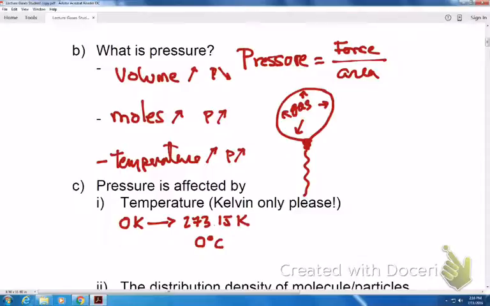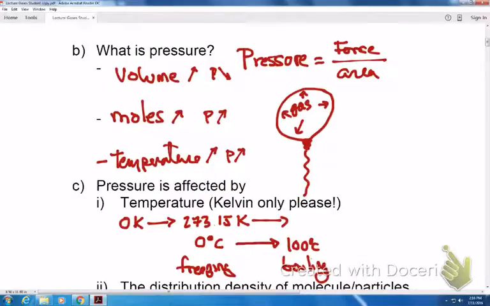Even though it sounds like a big number, that's what we think of as the freezing point of water. The boiling point of water is what in Celsius? 100, right? So this is the freezing point, this is boiling. It's 373.15. So the degrees are the same size. Every degree in Kelvin and every degree in Celsius, or centigrade for us old people, is the same size. Okay?